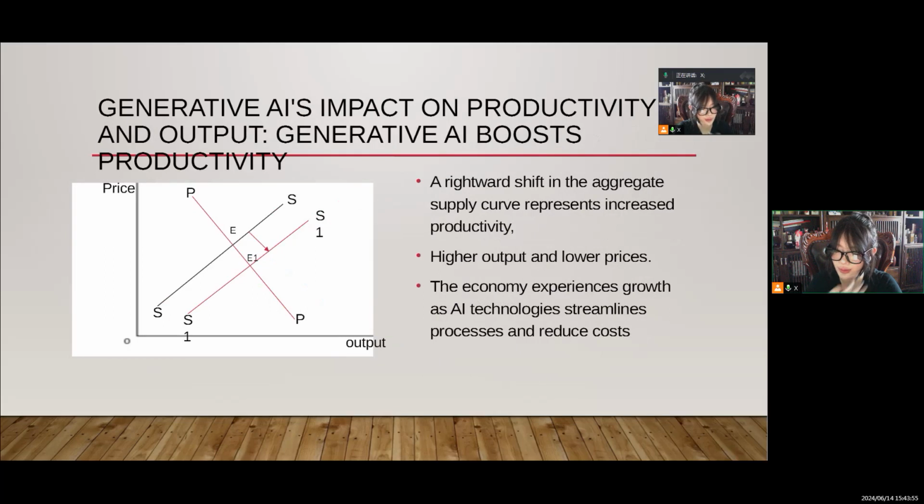Moving on to productivity and output. Generative AI has the potential to boost productivity, as shown in this scenario with an AD-AS diagram. A rightward shift in the aggregate supply curve represents increased productivity, leading to higher output and lower prices. The economy grows as AI technologies streamline processes and reduce costs.